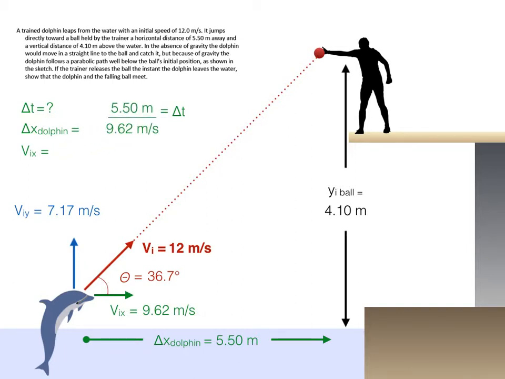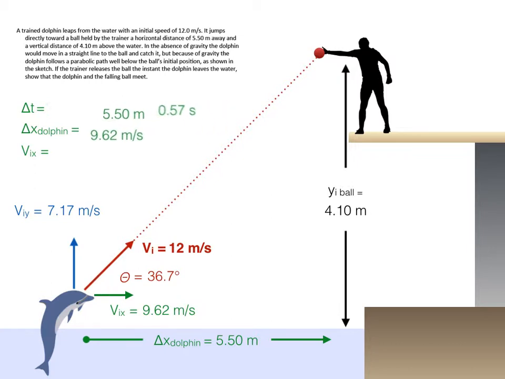And what do we get? 5.5 meters divided by 9.62 meters per second. That gives us 0.57 seconds. That's how much time it takes for the dolphin to get horizontally from where it is to where the ball is being dropped. It's not going to catch the ball if it doesn't get to where the ball is being dropped. So that's the amount of time it takes to move horizontally in that direction.